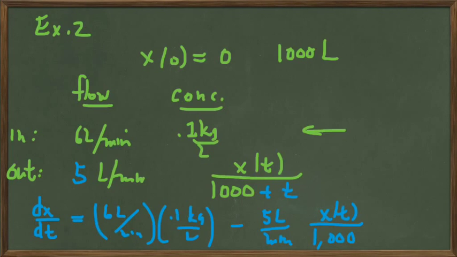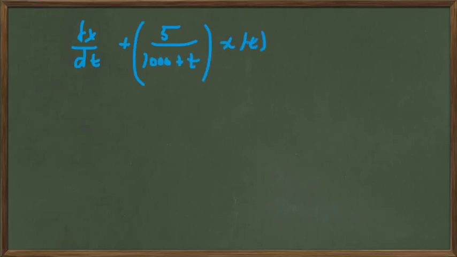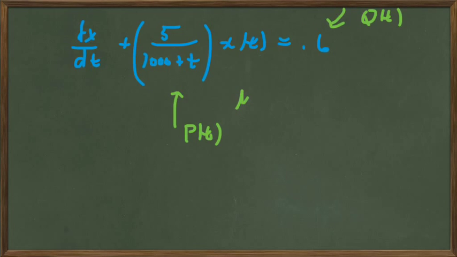Is it still linear? Well, let's take a look at it in its form like this. Moving both x terms over, we get 5 over 1,000 plus t times x of t equals still 0.6. Yes, it is still linear, right? This would be our p of t, and this is our q of t, and our integrating factor takes a little bit more work to figure out.